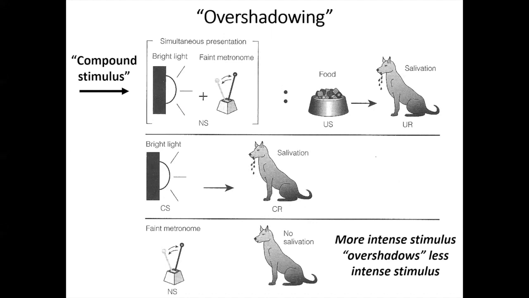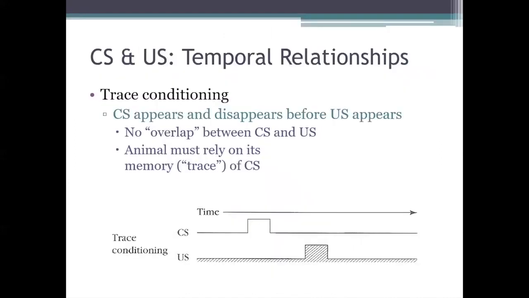So, one variable that affects classical conditioning is the intensity of the CS or the US, with more intense stimuli generally leading to more effective conditioning than less intense stimuli do. Another important variable has to do with the timing of the CS and the US. So, what I'm going to cover next here are the different temporal relationships, we call them, that we could have between the CS and the US.